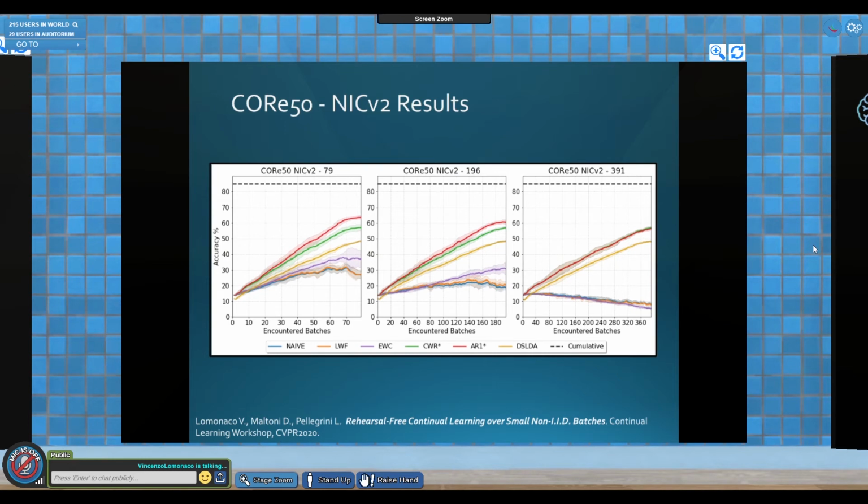But at the same time, you can see there's a huge gap to the upper bound. That is this dashed line, which represents offline training on the whole training set, in one shot. So it's not a continual learning strategy, it's just the same model trained on the whole training set of CORe50. And of course, it's much better. Especially in the protocol 391, we lose more than 30% accuracy points.